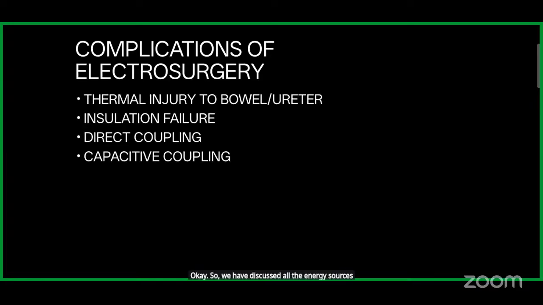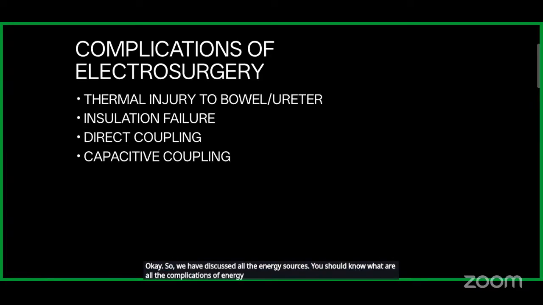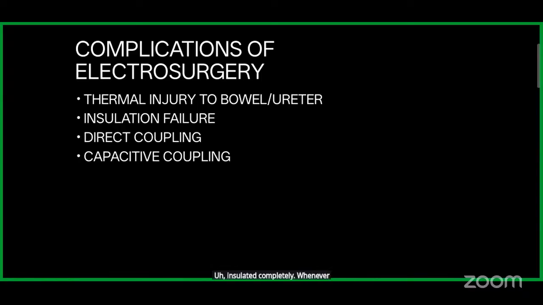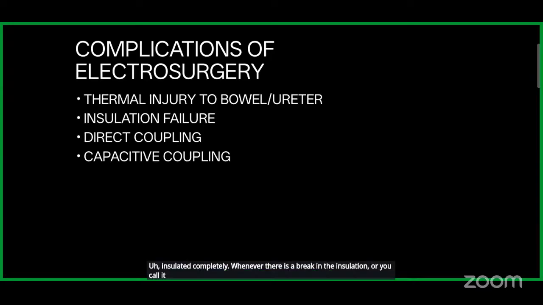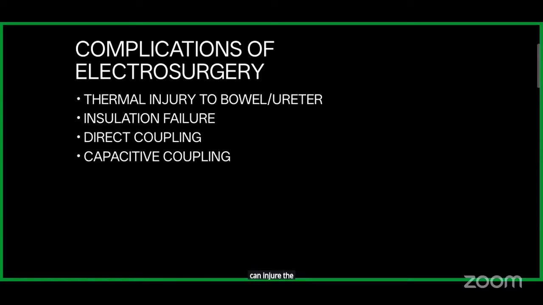You should know what are all the complications of electrosurgery. The main thing is thermal injury to the bowel and ureter, and there can be insulation failure. We have seen all the instruments. You have seen that the monopolar, bipolar, vessel sealer, everything was insulated completely. Whenever there is a break in the insulation, or you call it insulation failure, then it means the energy can break through, or it can travel through the insulation break points also, meaning to say it can injure the structures that come into contact with the break points like the bowel or the ureter.